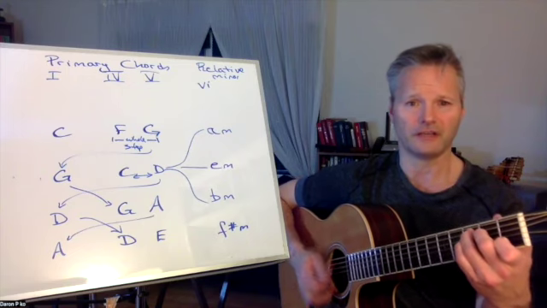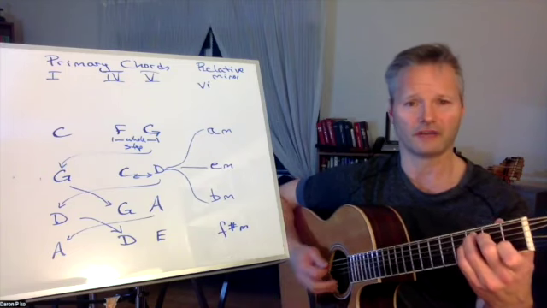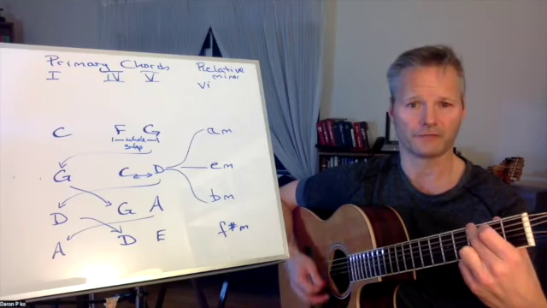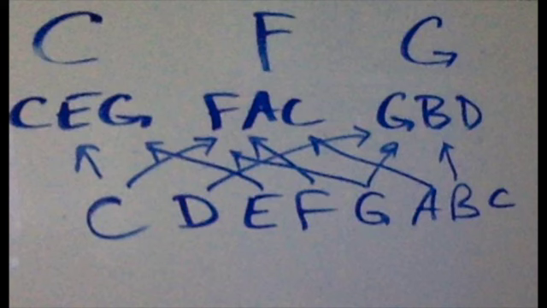So we have a C in the key of C, count up 4 to the F, and the fifth is G. C has the notes C, E, and G. The F chord has F, A, and C. And the G chord, G, B, and D.